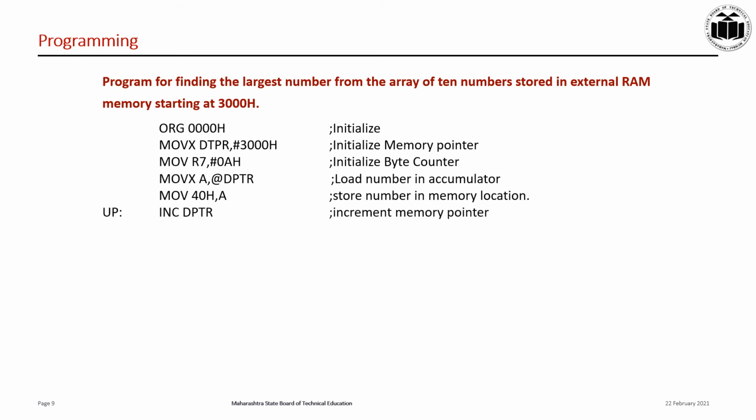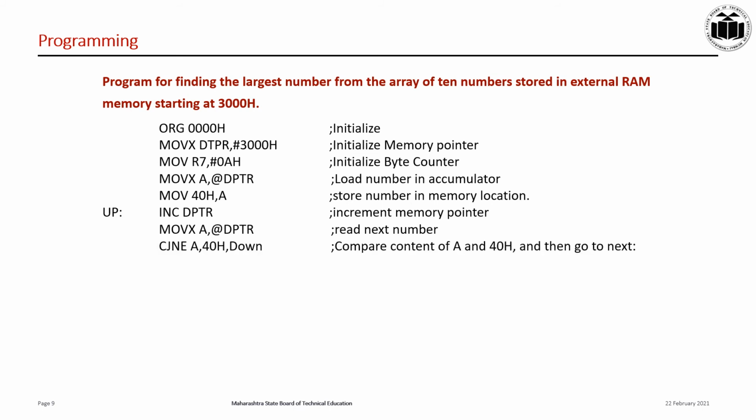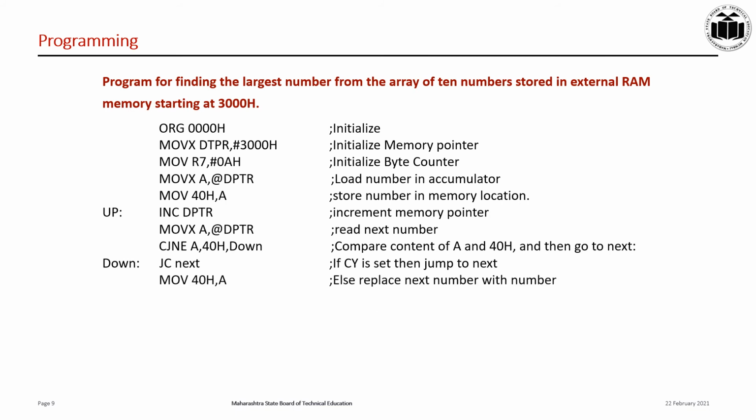Then increment data pointer and read the next number by using instruction MOVX A, @DPTR. Then compare the content of accumulator with the content of memory location 40H. If the contents are not equal, then go to down label. Otherwise, check for the carry flag. If carry is set, then jump to the next label. Else, replace the number with the next number using MOV 40H, A instruction.